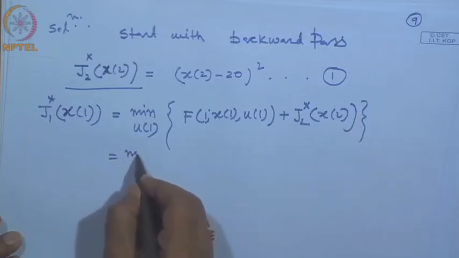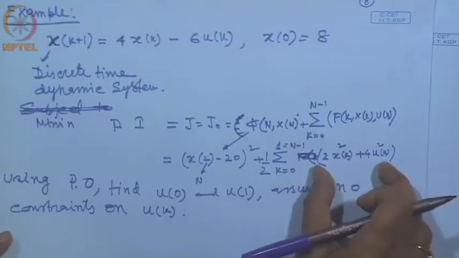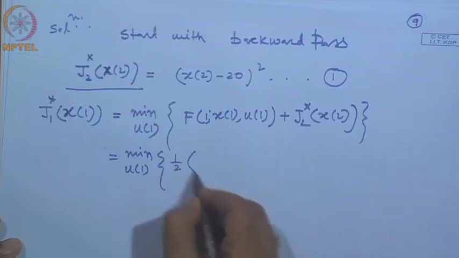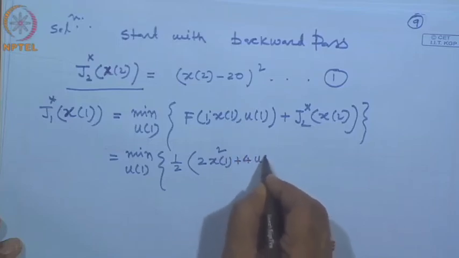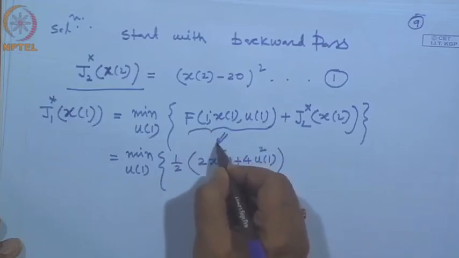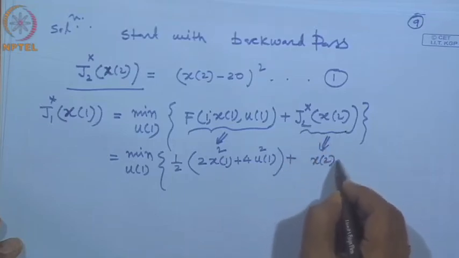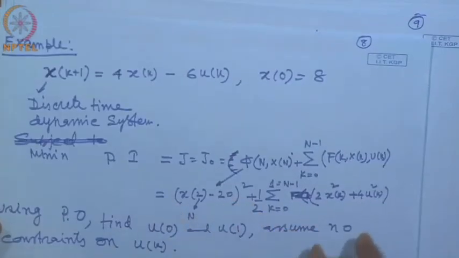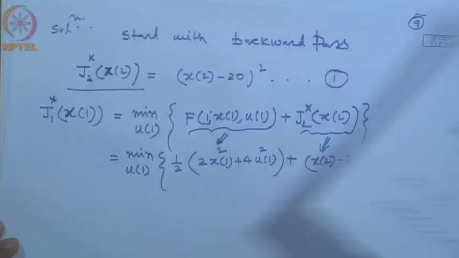Now I will write the expression to minimize over u of 1. What is the expression for this? We already know it is given: half, twice x of 1 square plus 4 u of 1 square. So that is our quantity, plus this quantity, x of 2 minus 20 whole square. This is the terminal cost I have written, and this is for k equal to 1: 2 x of 1 square plus 4 u of 1 square.